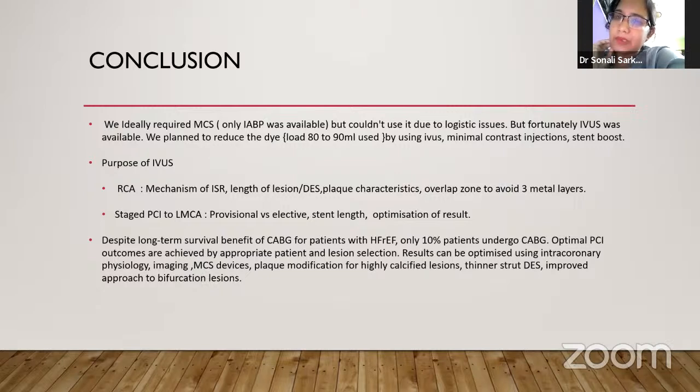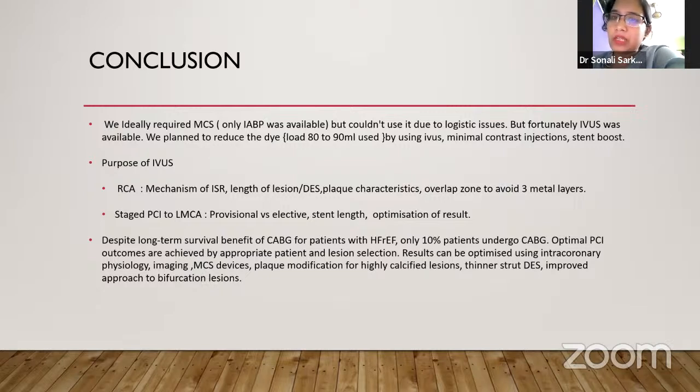The purpose of IVUS, as far as RCA was concerned, was to determine the mechanism of the ISR, what was the total length of the lesion, what was the plaque characteristic, and what should be the ideal length of the DES, and what should be the overlap zone to avoid 3 metal layers. And for stage PCI to LMCA, the purpose of IVUS was to determine the provisional versus elective approach, although in my case, it was not possible to go for a two stent approach because the relatives could not afford buying a 4th stent. Also, ideally, what should be the approach to using IVUS in LMCA? Stent length and optimization of result.